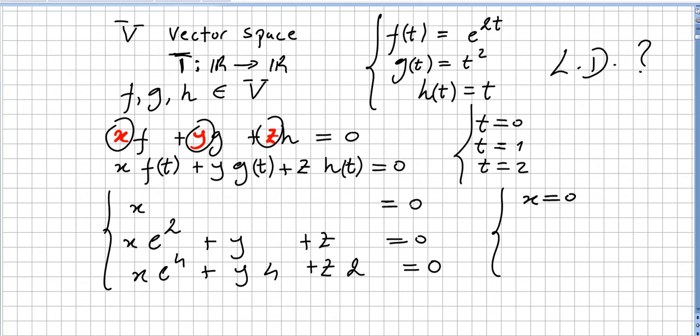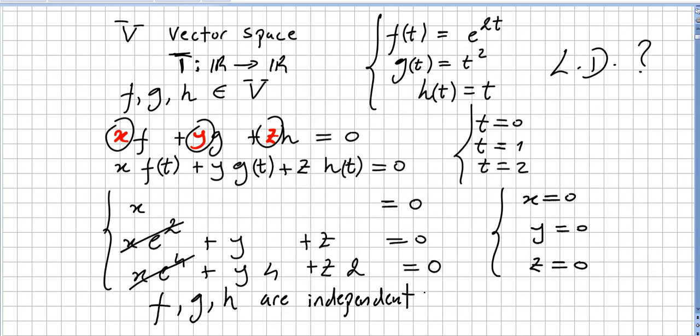Okay. Well, so from here x will be 0. If x is 0, right? So if x is 0, this disappears and this disappears, and the only way of y plus z to be equal 0 and 4y plus 2z to be equal 0 is only if y is 0 and z is 0. Okay, so we can say that the functions f, g, and h are independent.